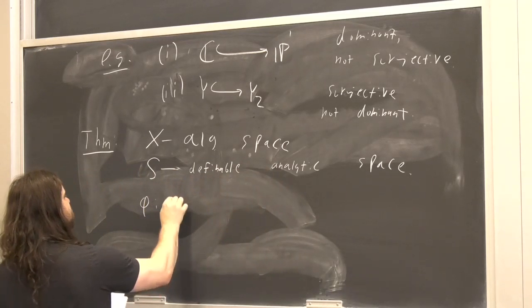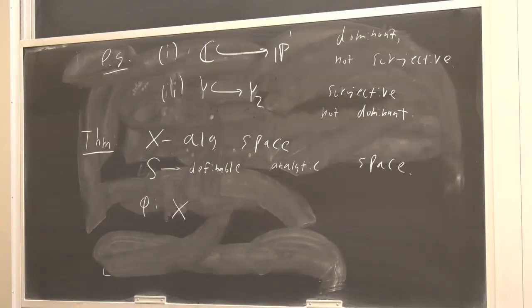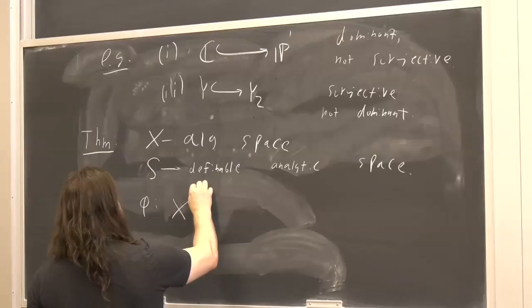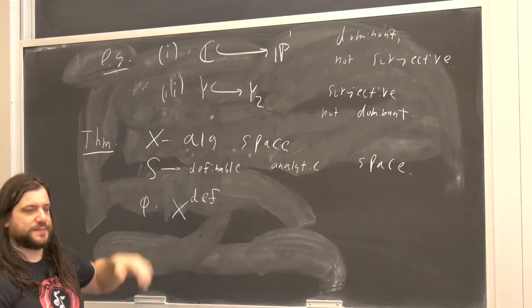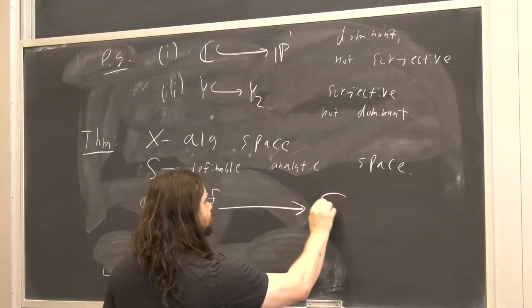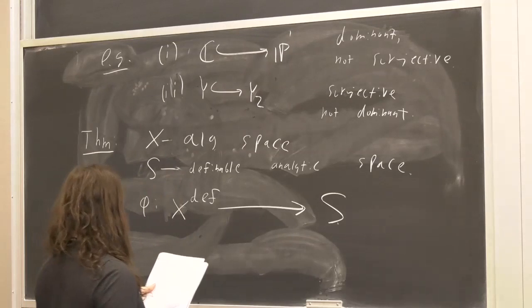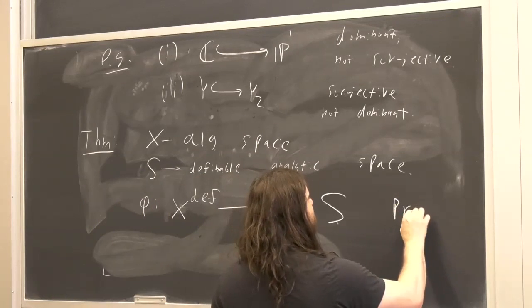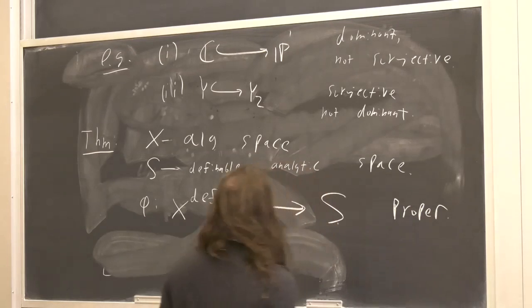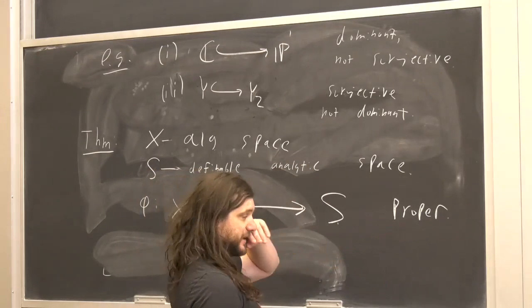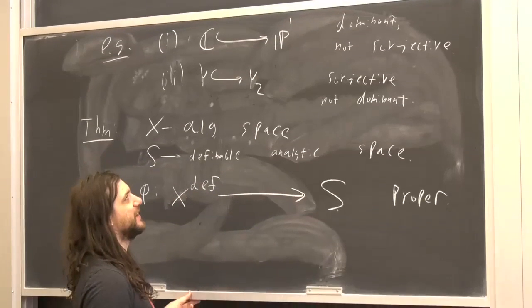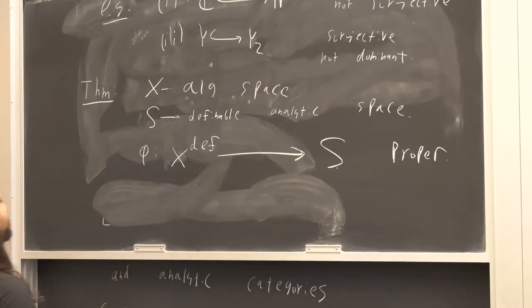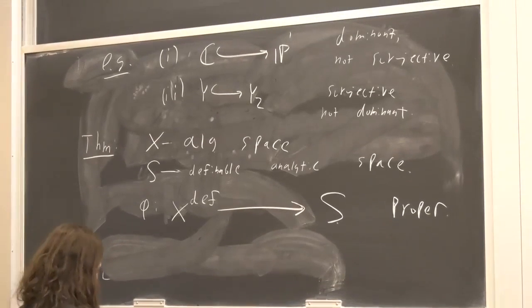And we have a map phi. Now I'm going to be slightly careful to specify which category we're working with. So phi is a map from the definabilization of X, so we think of X as a definable analytic space, to S, which I'm going to assume is topologically proper. You probably shouldn't need this assumption, we think, but we can't make the proofs work without it. It's kind of harmless, and so we have it in. It's presumably not really necessary, but that's what we have so far.